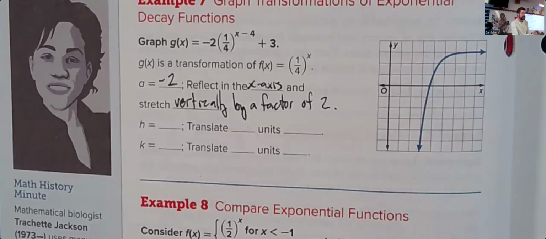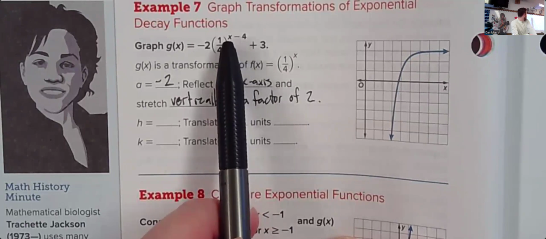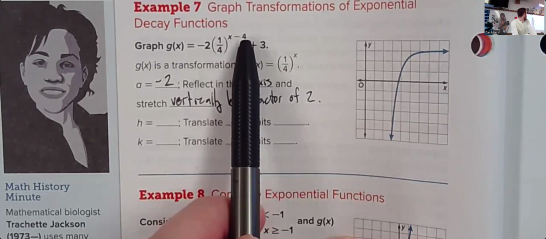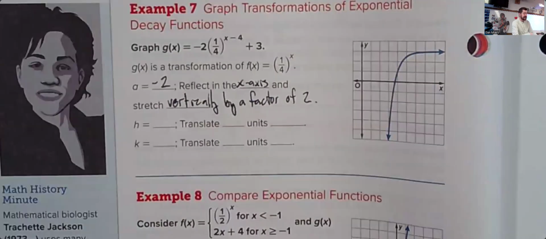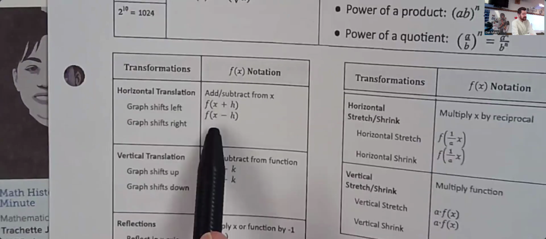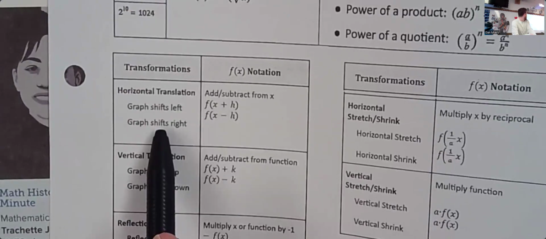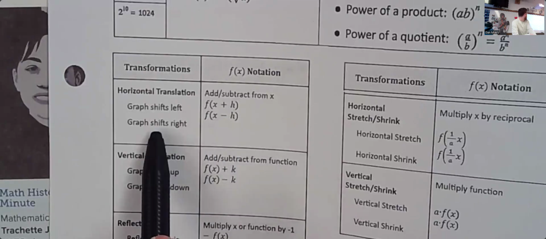So H is the one that goes with X. And remember that when we're talking about H, the basic formula, or the standard form of this would be X minus H, which means if you plug in a positive value for H, that's going to remain a negative. And we can actually see that here as well. X minus H is going to be shifting it to the right. X plus H is going to be shifting it left. We have a minus H, so we're shifting it right.